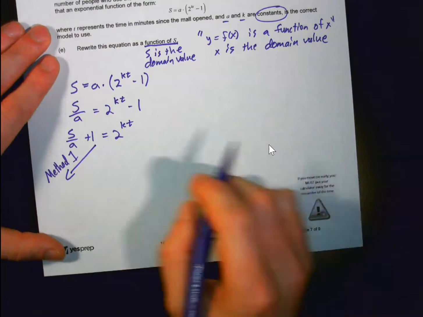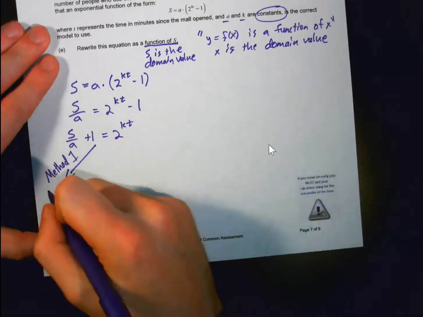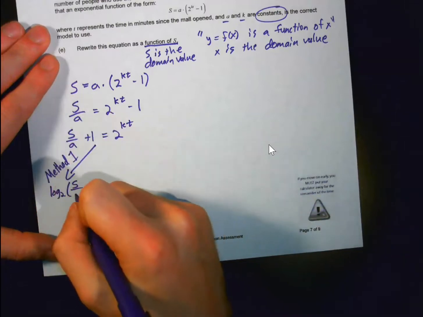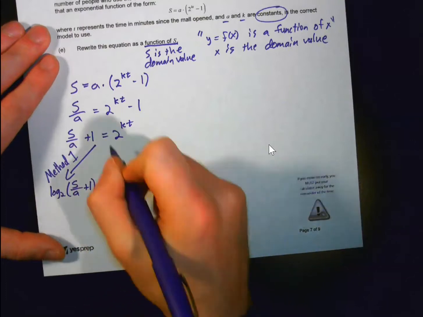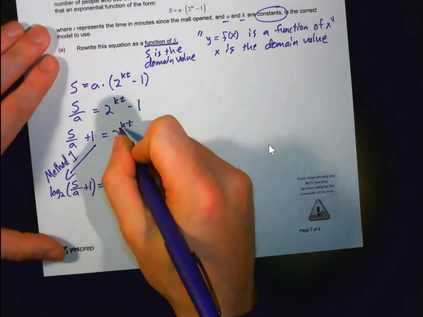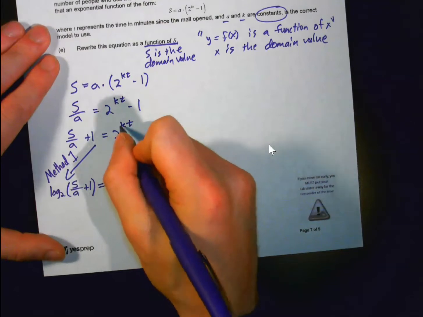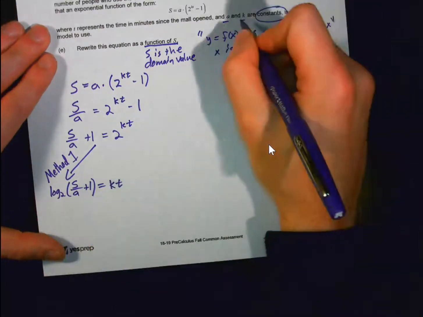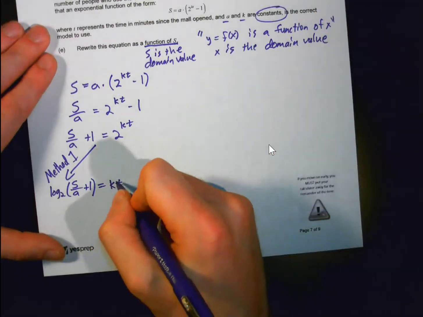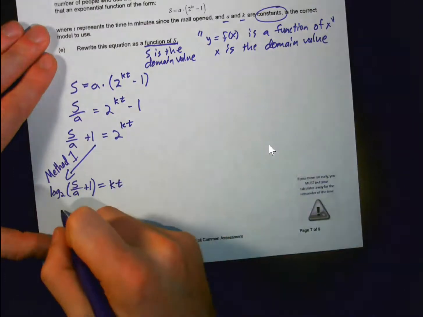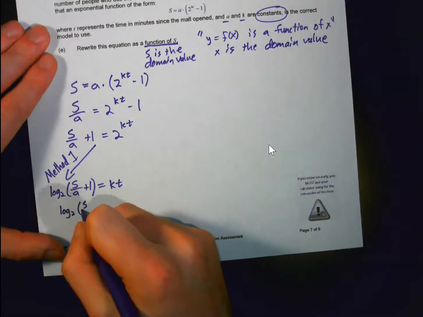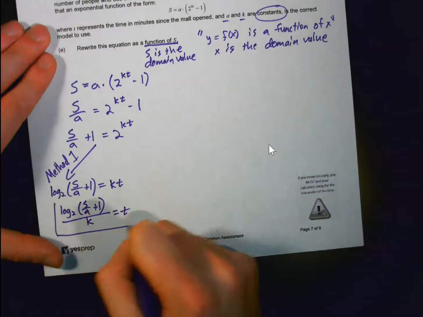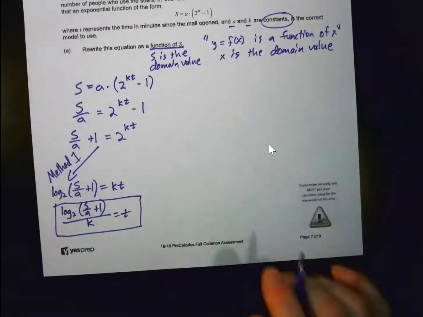Okay, so if I do a log base 2 on both sides, what I end up with is log base 2 of the whole left-hand side, s over a plus 1, would be equal to log base 2 of the whole right-hand side. Well, log base 2 of 2 to the stuff is just the stuff, so it's just the kt. And I wanted to isolate, remember, k is a constant, so I want to isolate the t. What am I going to do? I'm going to divide over the k, so I'd have log base 2 of s over a plus 1 all over k is equal to t, and that would be an answer that would earn me full credit.